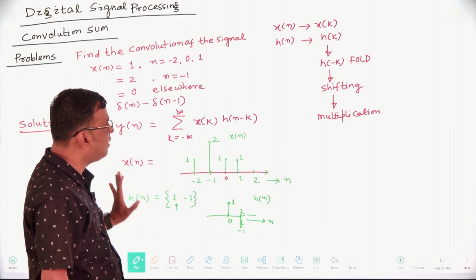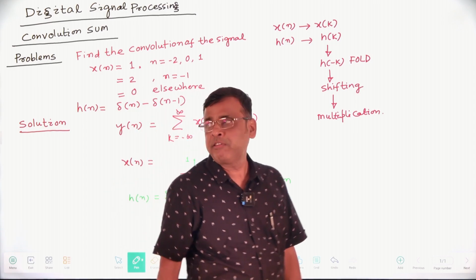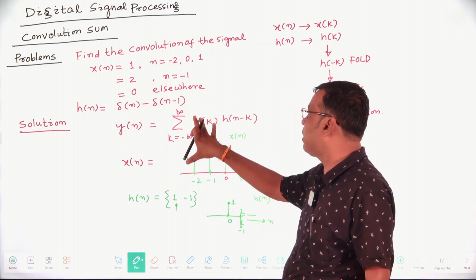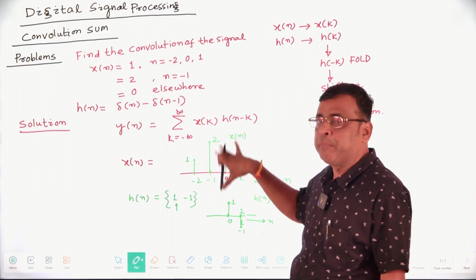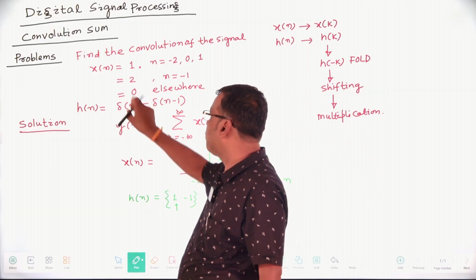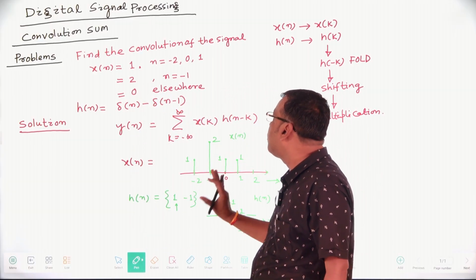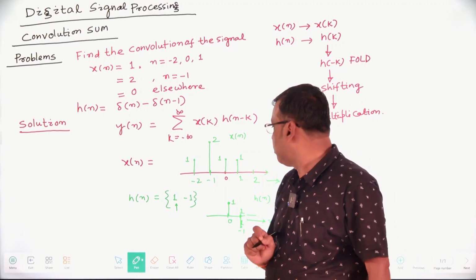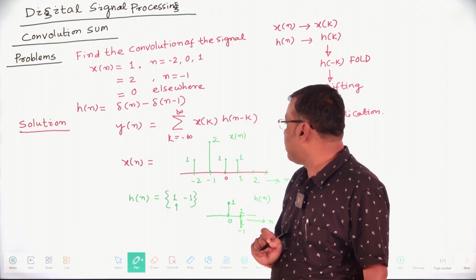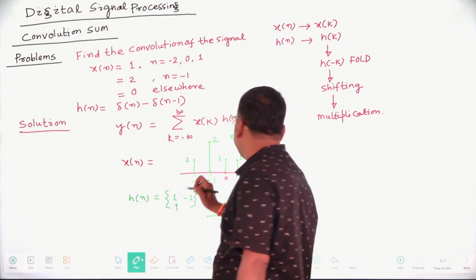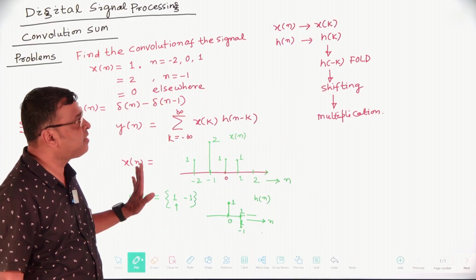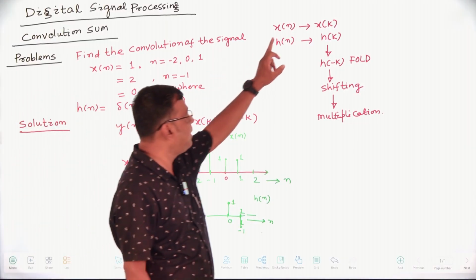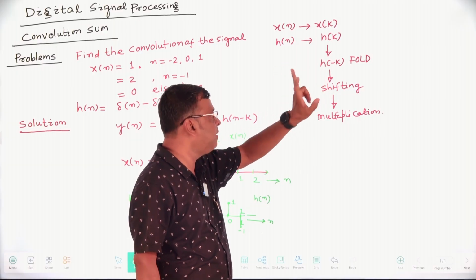The x of n and h of n are given. This is an input to you. The question is, given x of n and h of n, if you have to simplify these signals like this, you can clearly see where your samples exist and where samples are not present. So in this way, we have not yet started to find the convolution sum, and the procedure is: x of n, k, h of k, folding, shifting and multiplying.